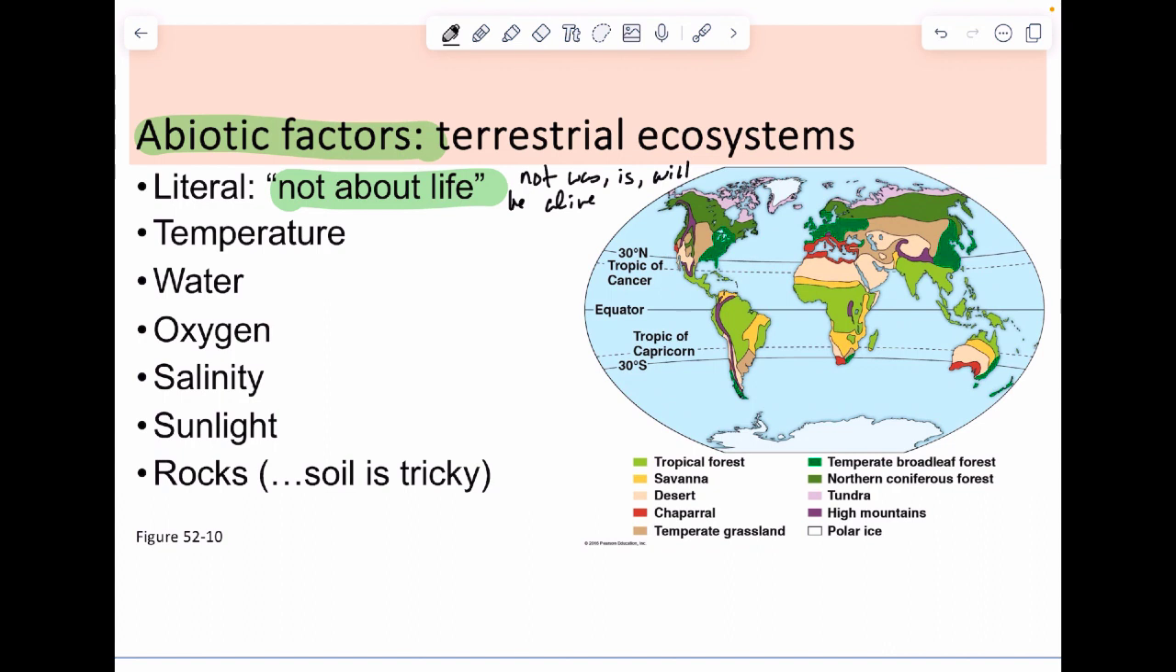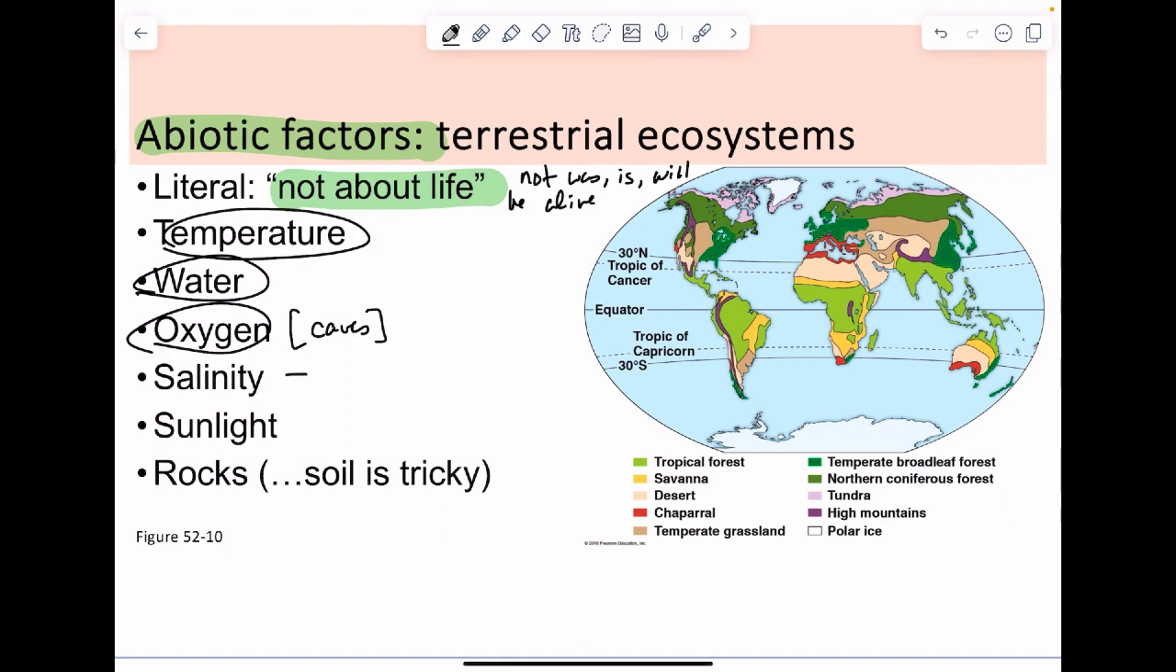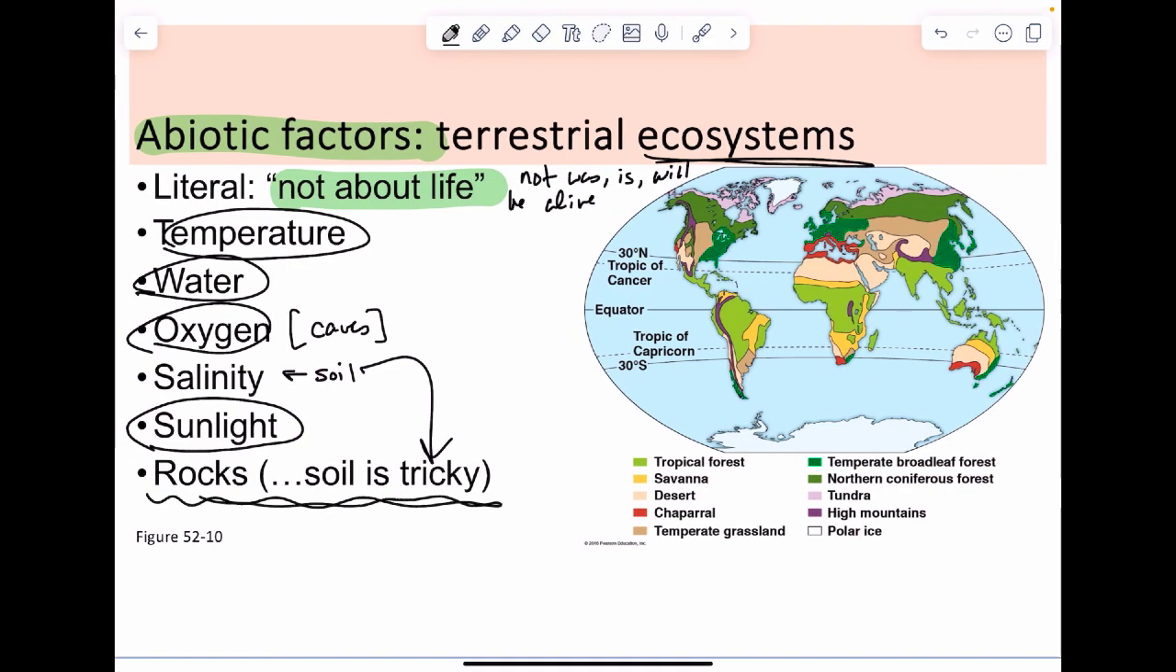So what are those factors? They're things like temperature or water or oxygen. This is an issue with caves. Salinity is an issue in soil, which does have some issues. Whether there's sunlight present or not is important to determine what type of ecosystem or pattern we find around the world, or biomes as it were. And here it has rocks dealing with soil.